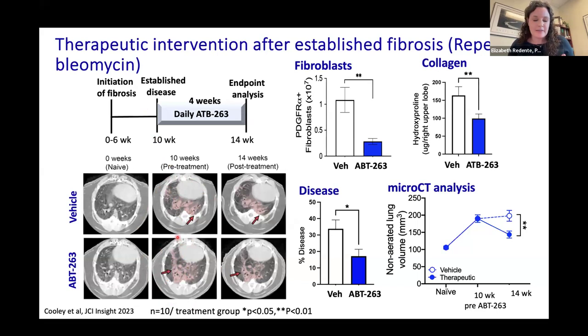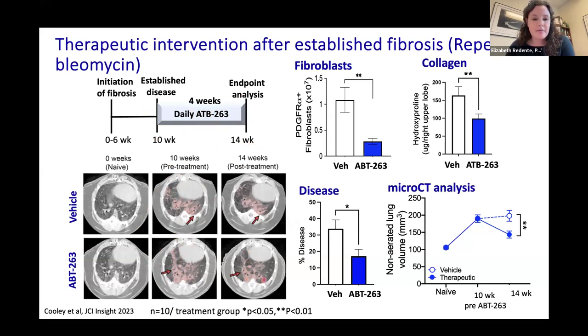So we're not dealing with that very short and rapid resolution time period that would occur with the single dose bleomycin. We treated with a drug daily for 4 weeks. The drug we're using was ABT-263. The goal of these studies was to try to target the fibroblast to undergo apoptosis. And then we analyzed our animals 4 weeks later at week 14.